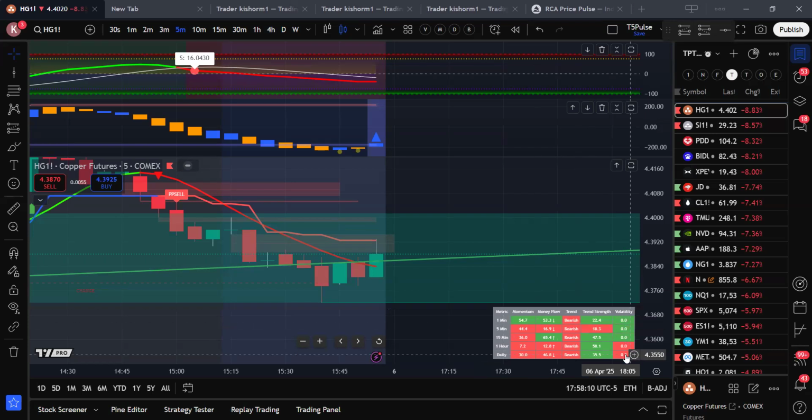Your trend strength, volatility: trend strength always supports the trend. If the trend is bearish and strength is green, that means the bears are very strong. If the trend is bullish and trend strength is green, that means bulls are very strong. If the trend is bearish but trend strength is also red, that means suddenly it can shift from bearish to bullish or bullish to bearish. So volatility: if volatility is red, that means it is moving so fast up and down.